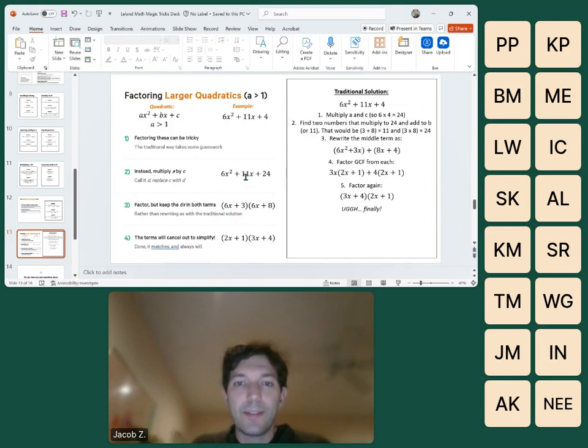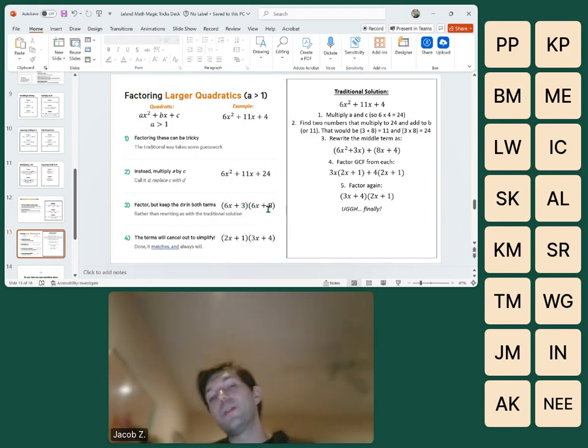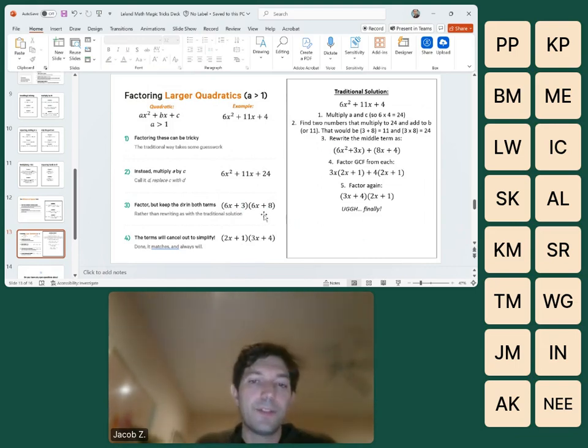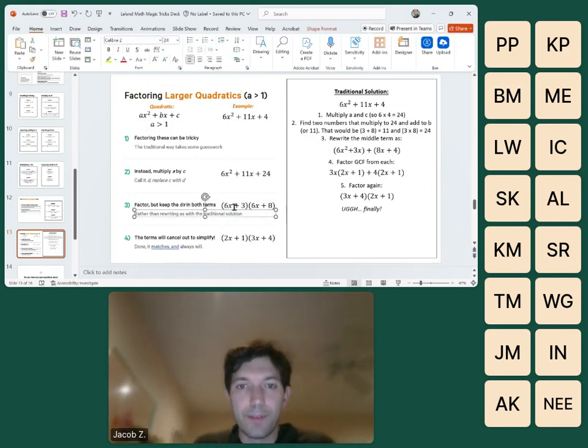So to get the 11 in the middle and the 24 at the end, we need two numbers that add to 11 and two numbers that multiply together to get 24. So 3 plus 8 is 11. 3 times 8 is 24, so that works. But we're not done. The last step is you have to cancel out some sort of factor here to simplify those 6x's. And turns out we can cancel out by dividing by 3 with the first term and dividing by 2 with the second term. So you get 2x plus 1 times 3x plus 4.